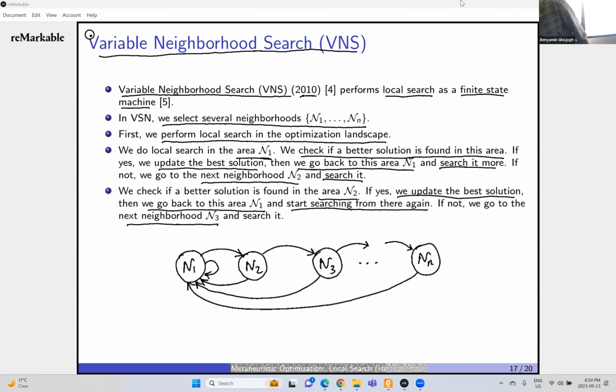As you see, these are the arrows. From n1, you go either to n2 or itself. Then from n2, you go either to n3 or n1 until the end, right? As you see, if your neighborhoods are diverse, this algorithm becomes a monster. It searches the whole space almost, right?